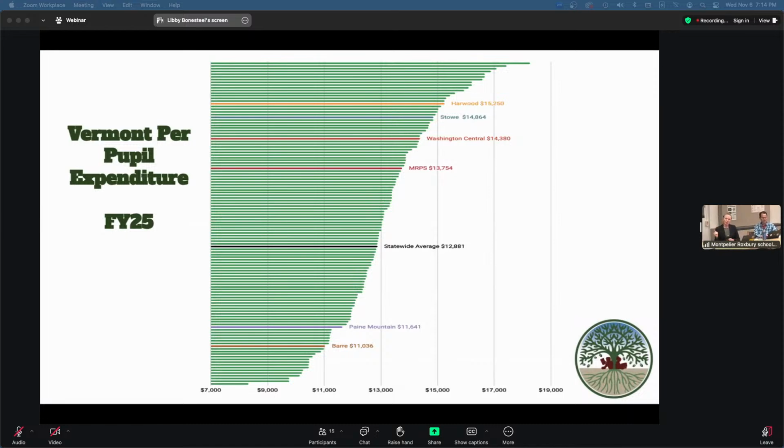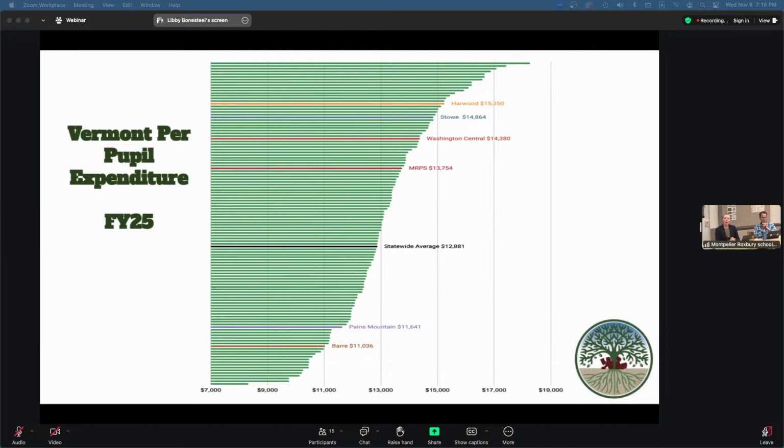And then way down in the purple is Paine Mountain, which is Williamstown and Northfield. They spend $11,641 per pupil, and Barre down below that is $11,036 per weighted pupil. Per weighted pupil, not actual. Yep. Thank you.